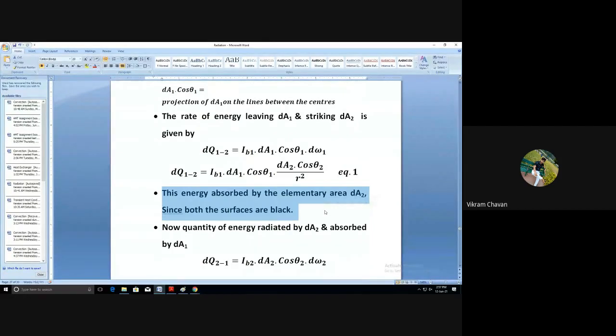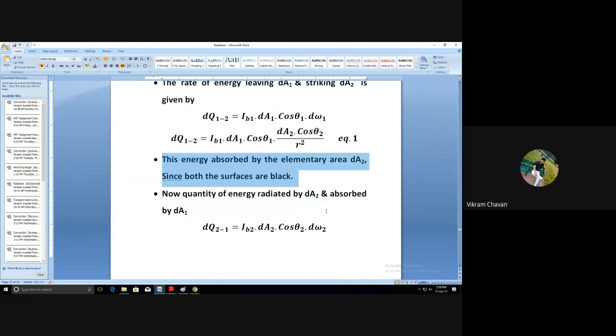And what is the characteristic of a black surface? Whatever energy is impinging, bombarding, striking that surface by radiation, all that energy the black body absorbs. So that is the speciality of a black body, or characteristic of a black body. So this energy is absorbed by the elementary area dA2, since both the surfaces are black.